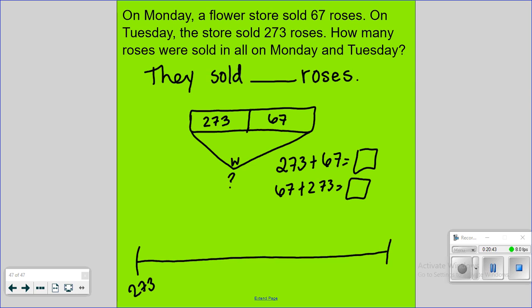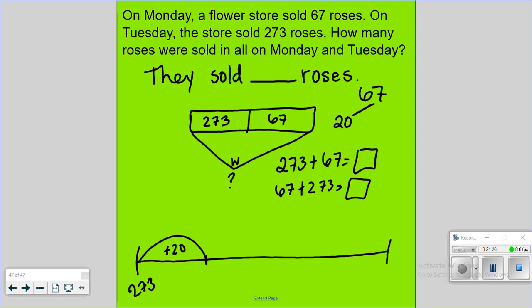What could be my first jump on my number line? I need to go 67 numbers forward. Lincoln, what do you think? 60? That's going to be really hard for me. Can we maybe break that down a little smaller? 20. All right, let's do a jump of 20. So what Lincoln is doing is he's breaking 67 into smaller chunks.